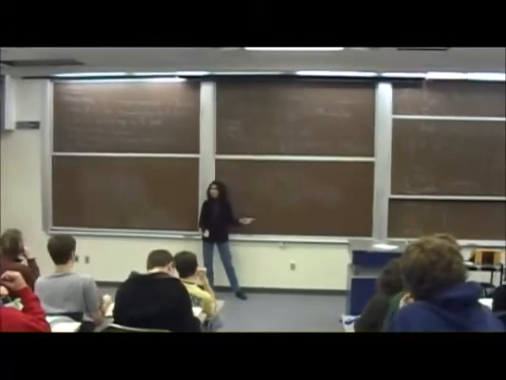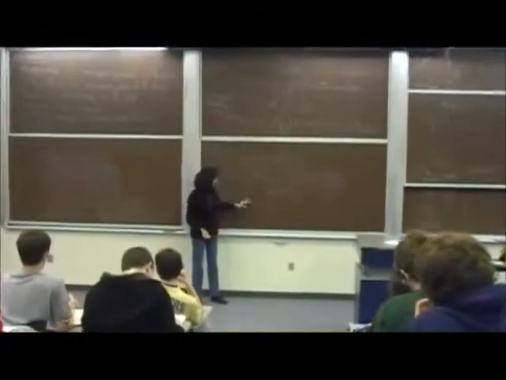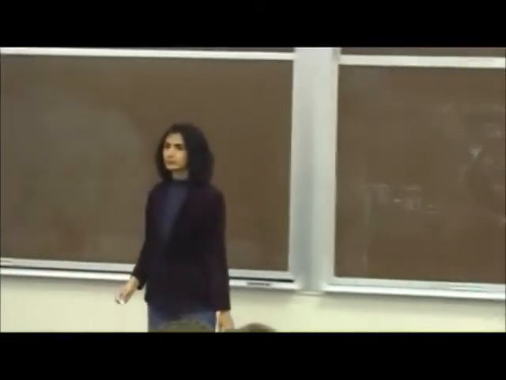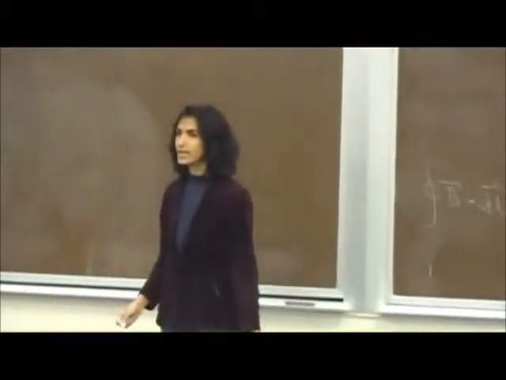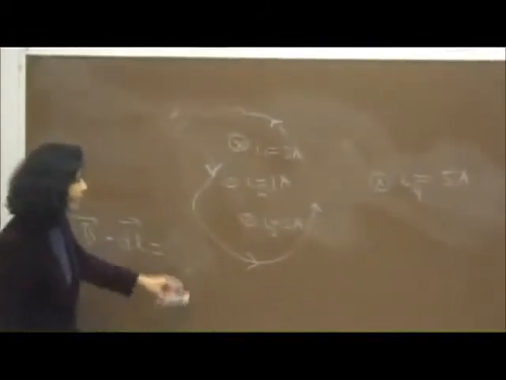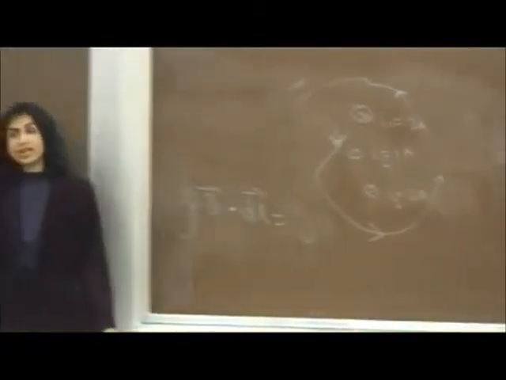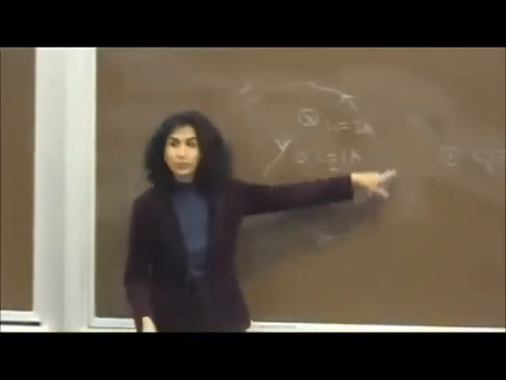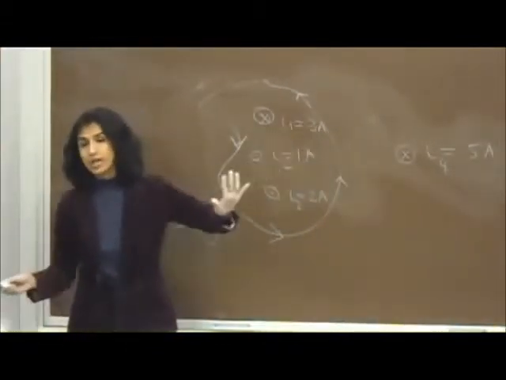Is everybody with me? So that means what we see here is that integral B dot dl is equal to 0 in this case. Is that making sense? Okay. Now, just because integral B dot dl is 0, does it mean that the magnetic field at every point here is 0? No. In fact, I cannot infer anything about the magnetic field.